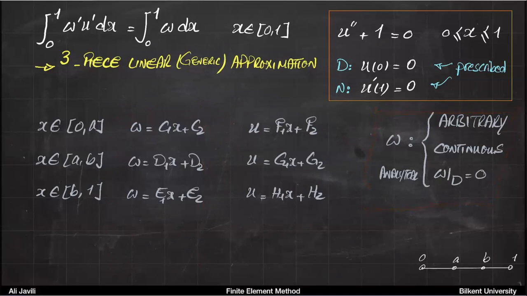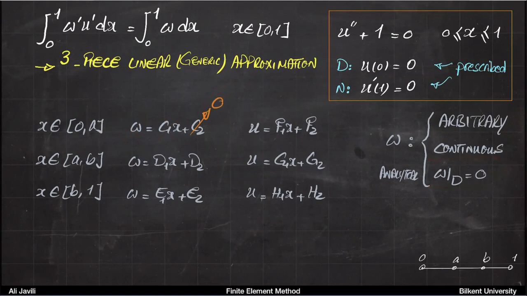So for instance, you know that at 0, we have a Dirichlet type boundary condition. That means if X is 0, W must be 0. So when this is 0, this is also 0. That means C2 must be 0. So that's a condition you need to satisfy. Another condition you need to satisfy is the continuity between them. The next condition is continuity.